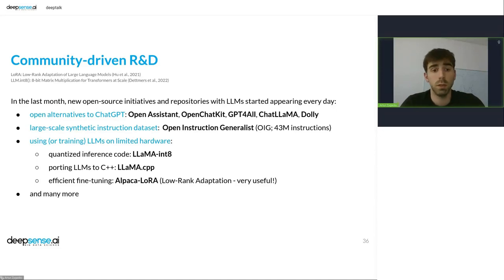For example, very recently an Alpaca LoRA model was released, and LoRA stands for low rank adaptation, which is another method that we found very useful in our recent project. It allowed us to train larger models in a limited hardware scenario. So I recommend you go to the paper or to some texts about LoRA and learn what it actually is.